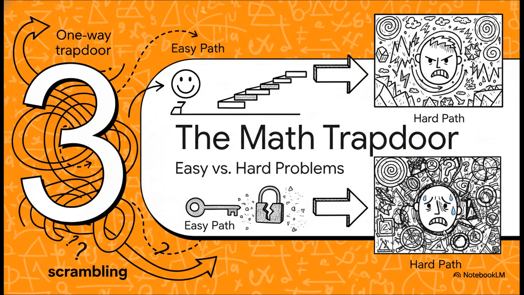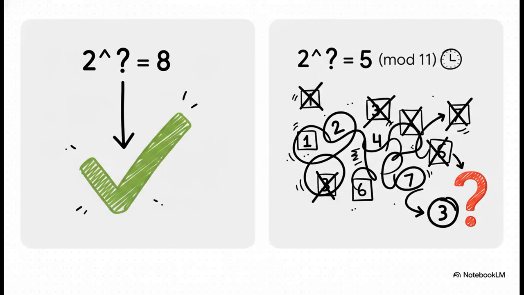So it's this scrambling effect that finally gives us the perfect one-way trapdoor that we've been looking for. And this gets us right to the heart of it. The huge difference between an easy problem and a nearly impossible one. Okay, look at the problem on the left. In the normal world, this is easy. 2 to what power equals 8? We all know that's 3. Simple.